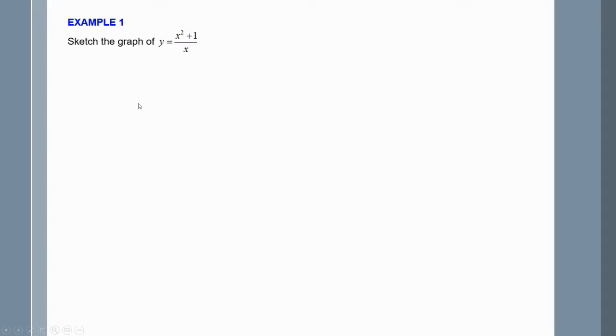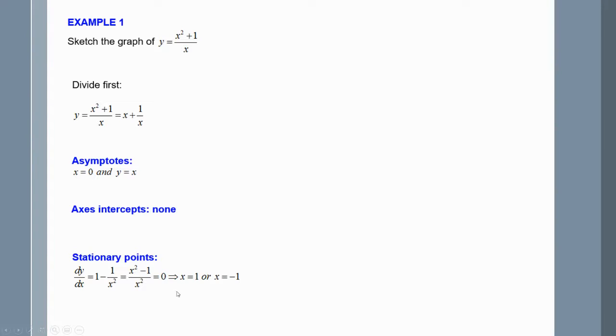So let's have a look at the first example. Sketch the graph of y equals x squared plus 1 over x. Let's divide first. So write it in the form y equals x plus 1 on x, because from this form we can tell the asymptotes. So vertical asymptote x equals 0 and oblique asymptote y equals x. There is no x-intercept, we can't make x or y equal to 0, it would be undefined.